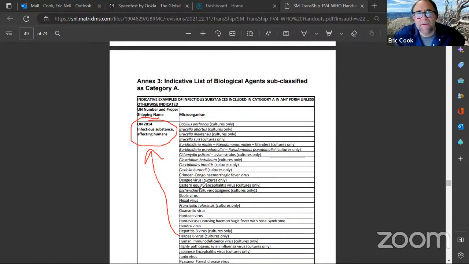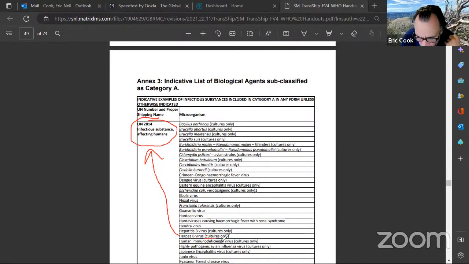The herpes B virus only causes minor lesions in the monkeys. It doesn't really affect the monkeys very much. It's just a normal herpes virus to monkeys. But if that herpes virus gets into a human, it is 100% fatal. And so that's why it's considered a category A, because any exposure to that is 100% fatal in humans.